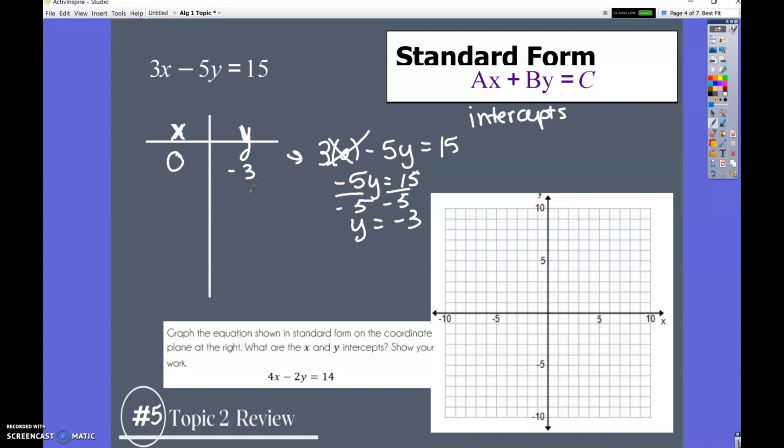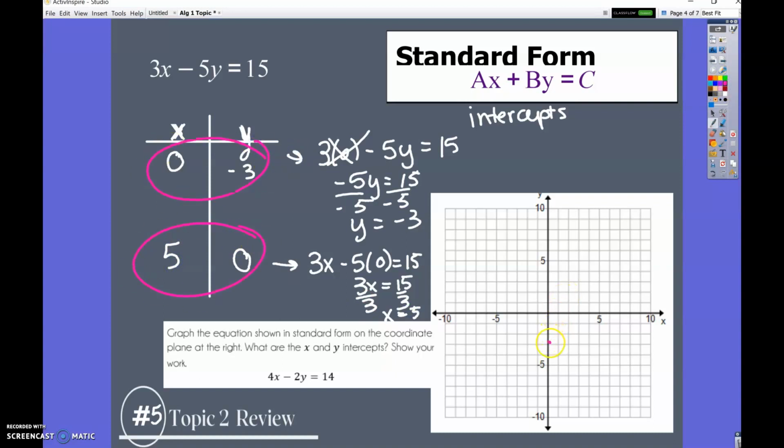Now to find my x-intercept, I would make my y be 0. That would mean I'd have 3x, and my y is 0, and I'd be solving now for the x value. So x would be 5. I would place that in my table, and I would plot these coordinates. So 0, -3 is my y-intercept, and 5, 0 is my x-intercept, and just like that, I have a line. Watch out for your negatives and your positives. Go ahead and give number 5 a try.